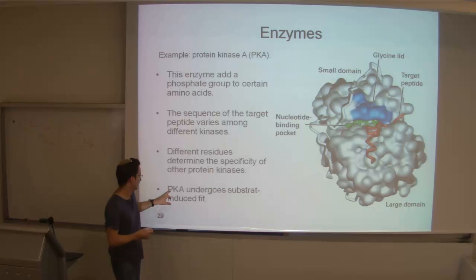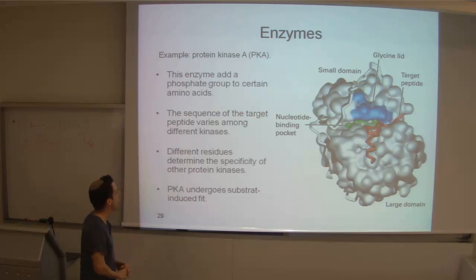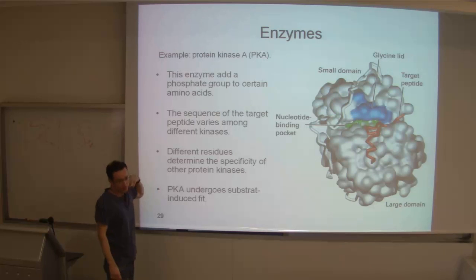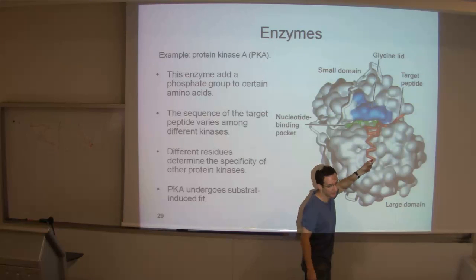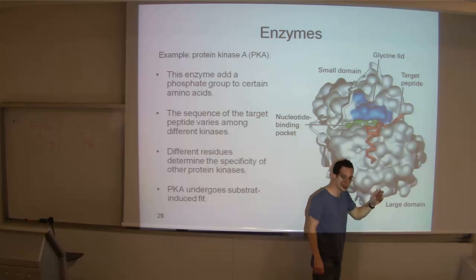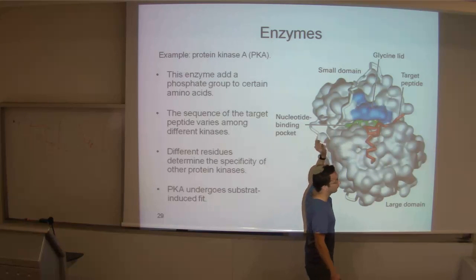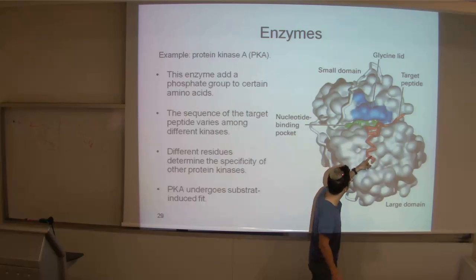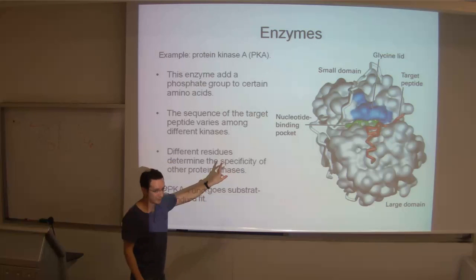Okay, so in this PKA we saw the substrate-induced fit. It's substrate-induced because once it meets its substrates, then you have the fit. And we just mentioned that there are several other protein kinases which differ between them mainly in the region that's below the target peptide. So this is the region that will recognize different segments of peptide. So PKA will recognize the red peptide as a substrate, while another PKC will recognize a yellow target peptide, simply because of different amino acids below the target peptide, or in the target peptide binding site.